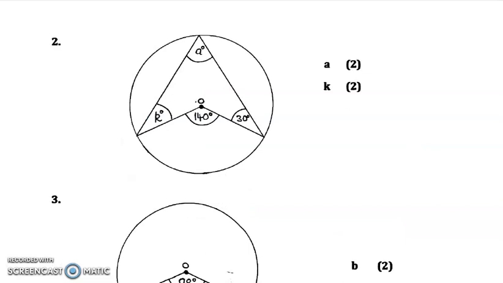To find angle A, we use the theorem which says the angle at the center is twice the angle on the circumference. So we are given this angle is 140 degrees. Therefore, angle A will be equal to 140 divided by 2. Angle A will be equal to 70 degrees. So that will be our angle A.